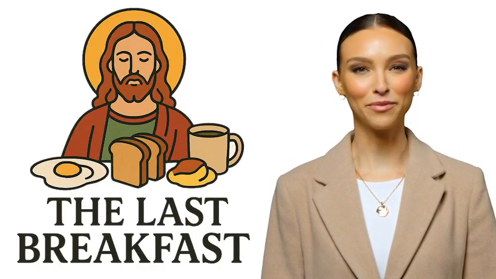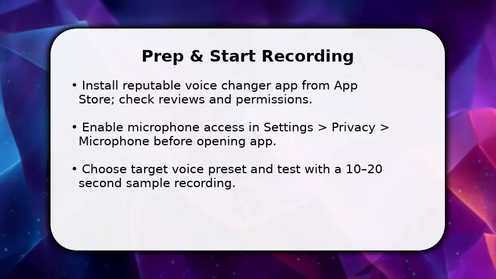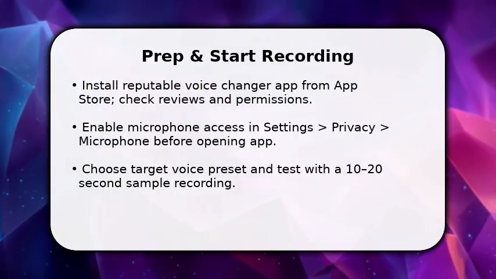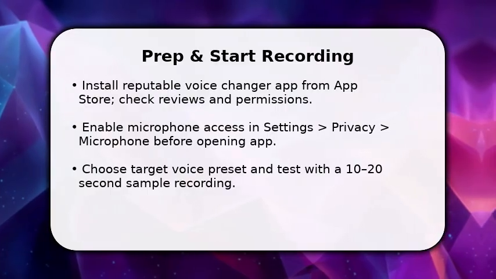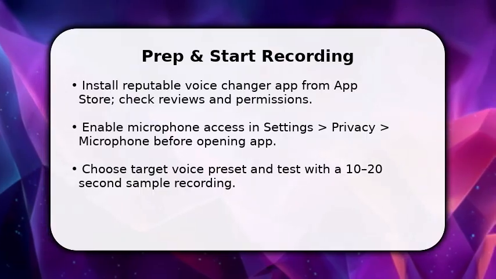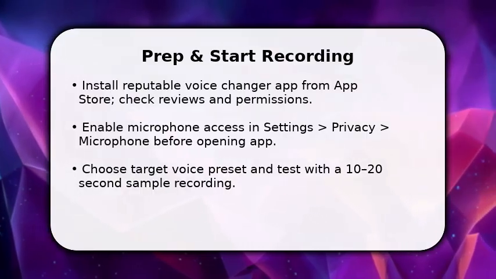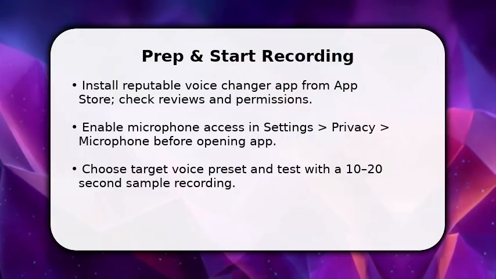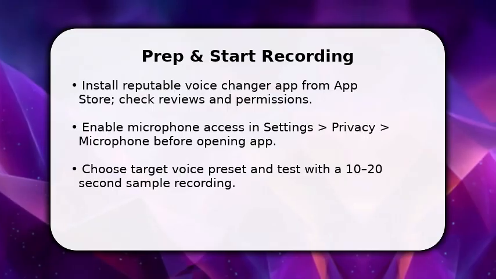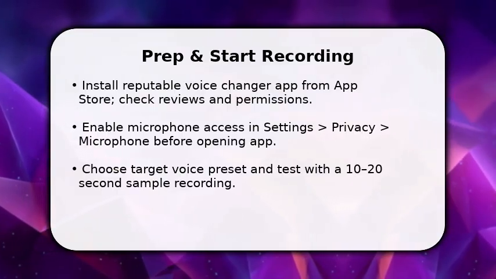Please enjoy the video. You'll begin by installing a trusted voice changer app and granting microphone permission. This ensures the app can capture clean audio. Once done, open the app and pick a preset that matches your goal: robot, deep, chipmunk, or custom. Make a short 10-20 second test recording to evaluate clarity and latency. This quick sample reveals background noise or clipping.